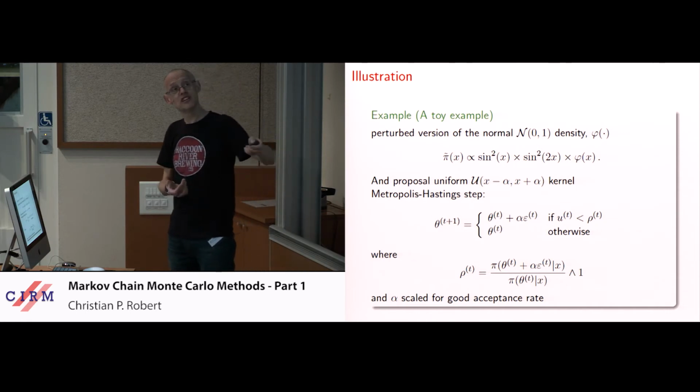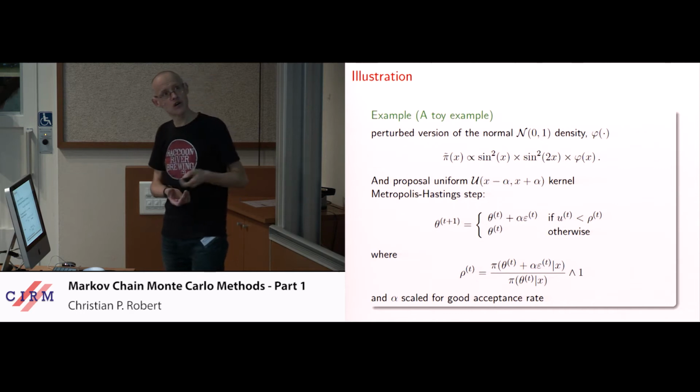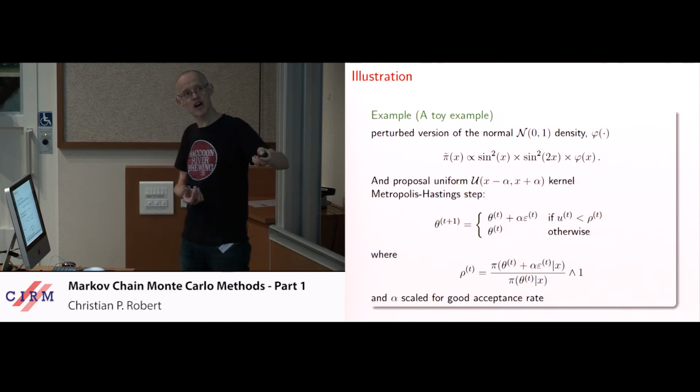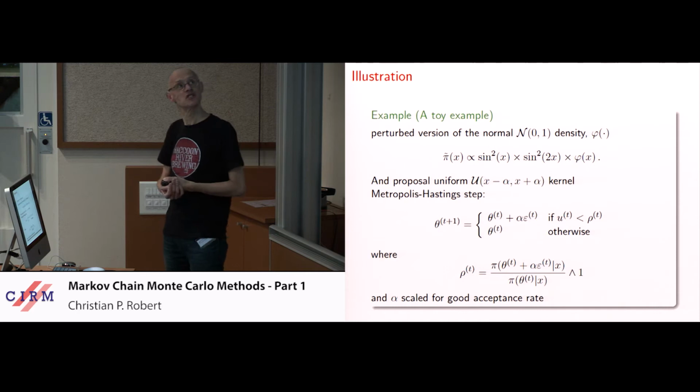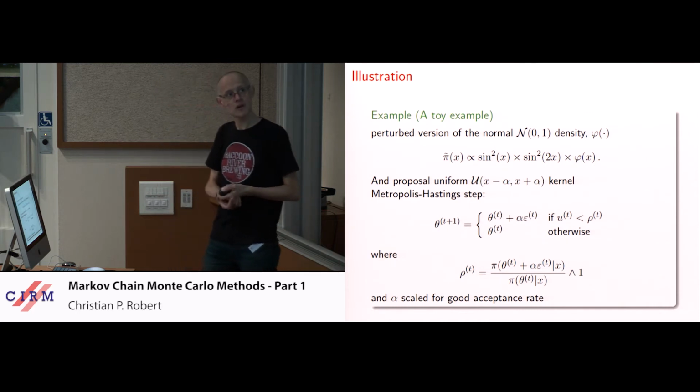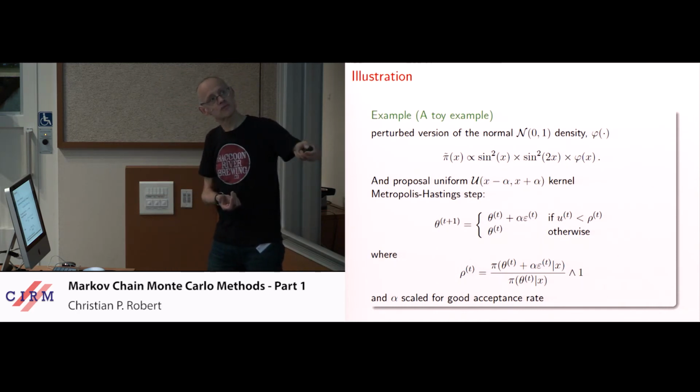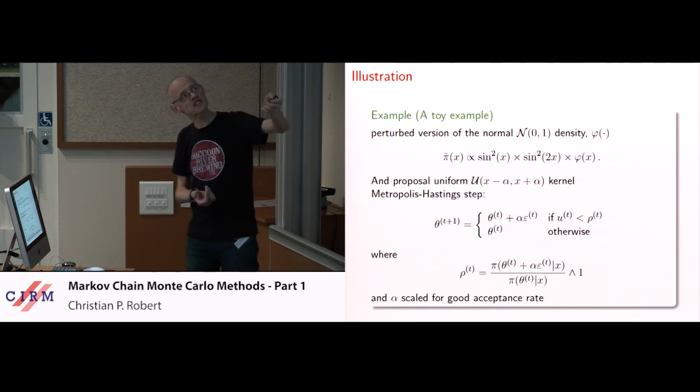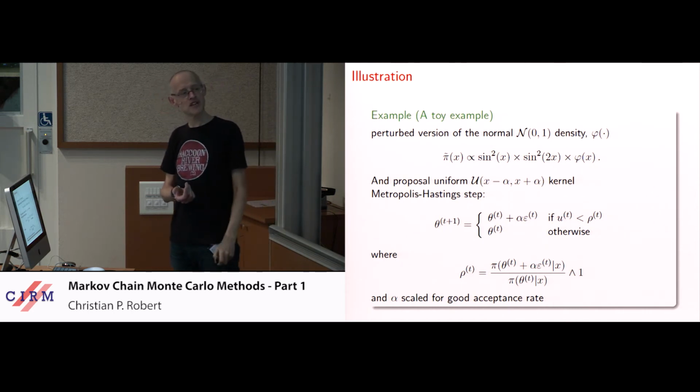And I move if another uniform is less than the ratio, which is pi at the new value over pi at the previous value. Okay, that I wrote as a posterior, but that's exactly what's represented here. So I will move if I go high enough, and otherwise I will stick to the current value.